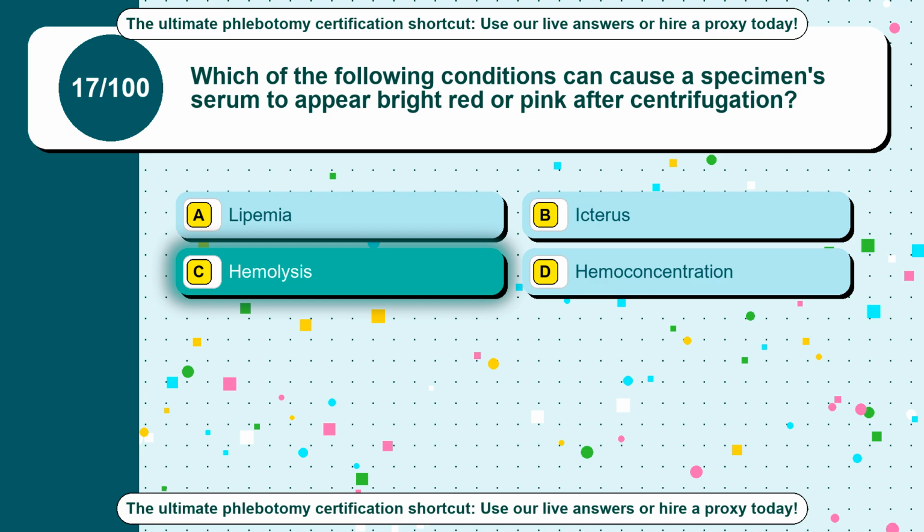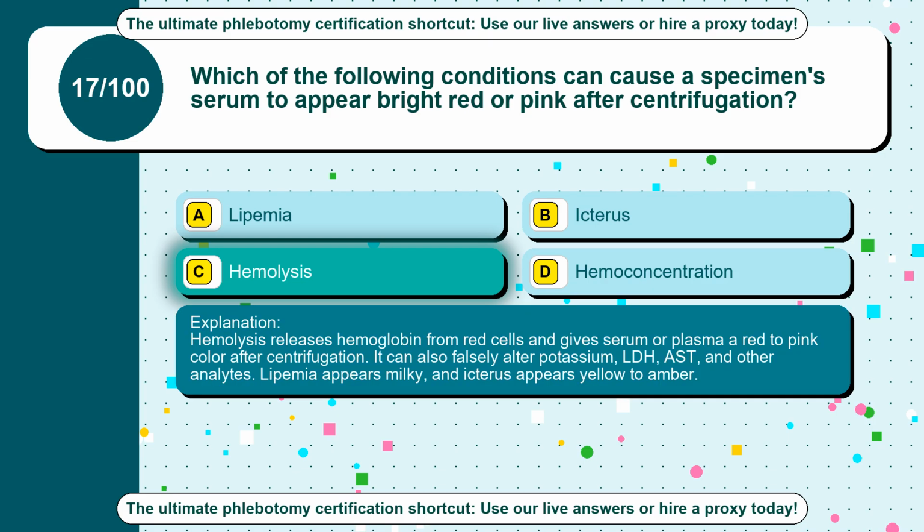Hemolysis. Hemolysis releases hemoglobin from red cells and gives serum or plasma a red to pink color after centrifugation. It can also falsely alter potassium, LDH, AST, and other analytes. Lipemia appears milky, and icterus appears yellow to amber.